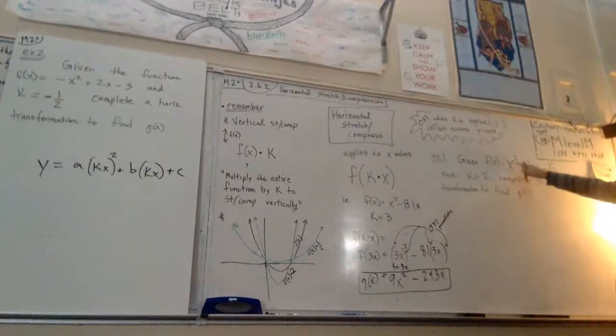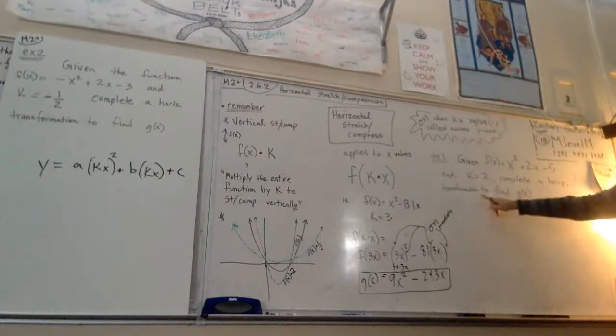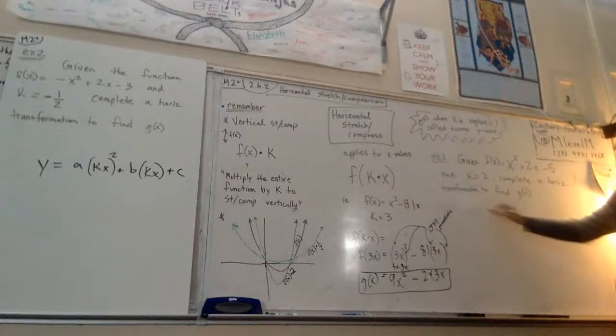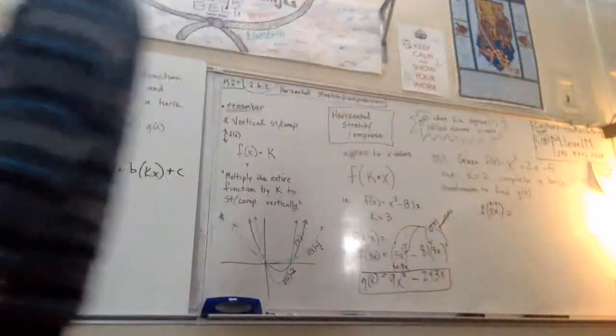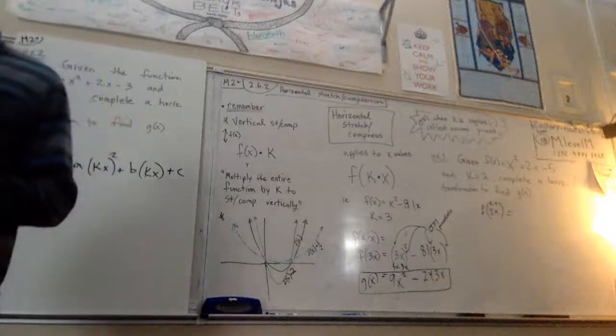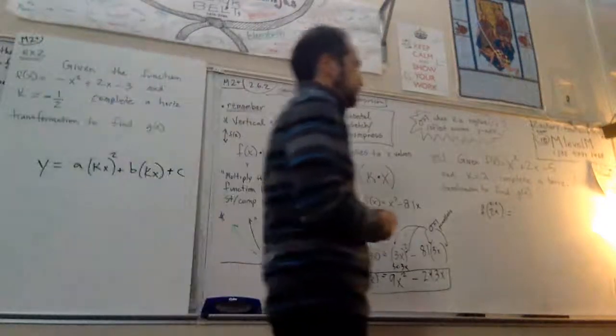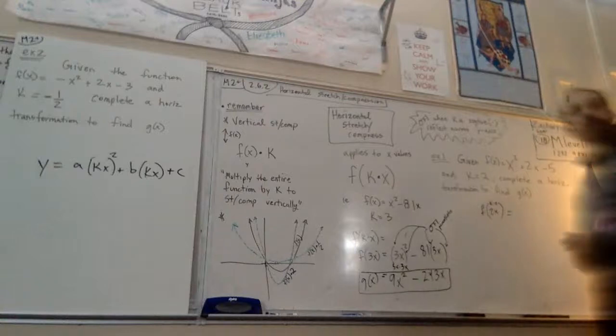Given f of x is x squared plus 2x minus 5, k is 2, complete a horizontal transformation to find g of x. So again, I want you to rewrite this as f of 2x because that's k times my x. What does f of 2x give you? Use your parentheses. Make sure you got that parenthesis action. And then check with your neighbor. Make sure they're doing well. Not just for yourself. See if they know how to do it.